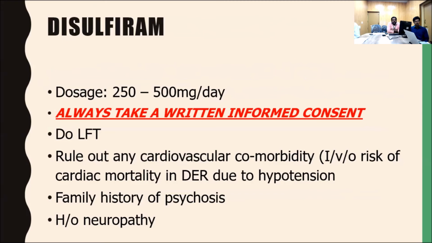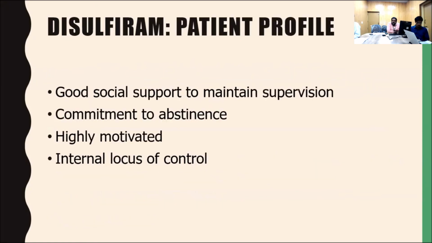In somebody with a family history of psychosis, there is an entity called disulfiram-induced psychosis. In some vulnerable people, disulfiram can actually induce psychosis. We have seen people with disulfiram-induced psychosis, people who were given disulfiram surreptitiously and ended up in catatonia, who have come to our clinic. History of neuropathy: disulfiram-induced neuropathy is also a concern, so in somebody who has alcohol-induced neuropathy or other neuropathy, it's better avoided. So these are some of the precautions that need to be taken.